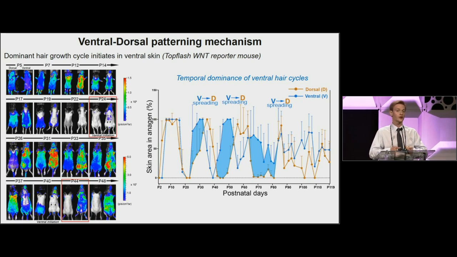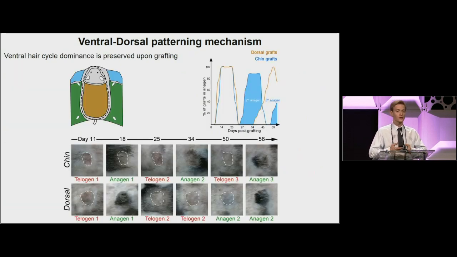The graph on the right shows the quantifications of luminescent skin imaging, with ventral skin being blue and dorsal skin being orange. The highlighted parts represent temporal advancement of the hair cycle of ventral over dorsal skin. And this intrinsic faster hair cycling of ventral skin is actually preserved upon grafting, as shown in this experiment, where chin as well as dorsal half-centimeter pieces of skin were grafted to pigmented SCID mice. Over the experimental time course, chin skin underwent 3 cycles, while dorsal skin underwent only 2 on average.